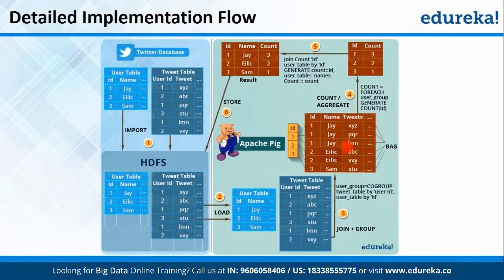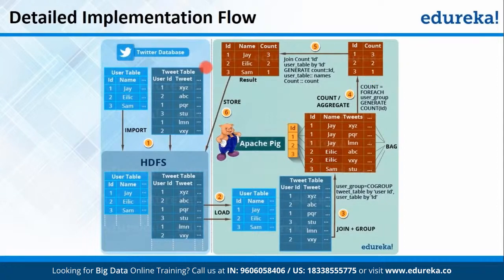Once we have this, the next step is to count the number of inner bags, or the number of rows, for a particular ID. If you see the result, we have a count of 3 for 1, because 1 had 3 different rows or 3 different inner bags. Similarly, 2 had 2 rows right here, and 3 had 1 row, and that is why it is 3, 1.